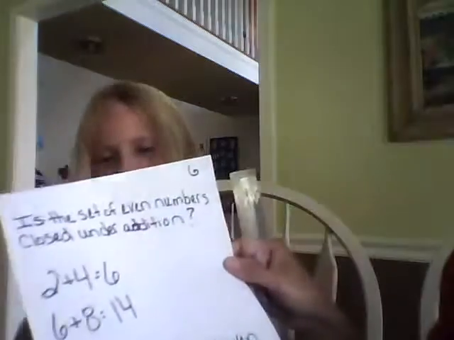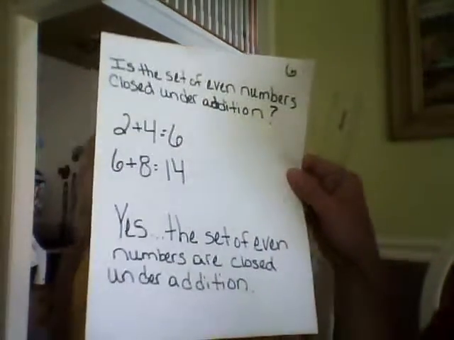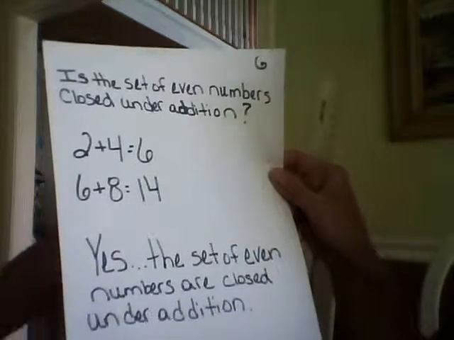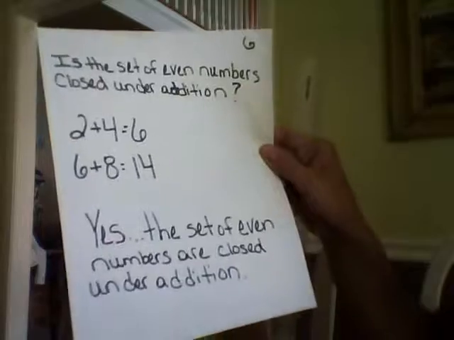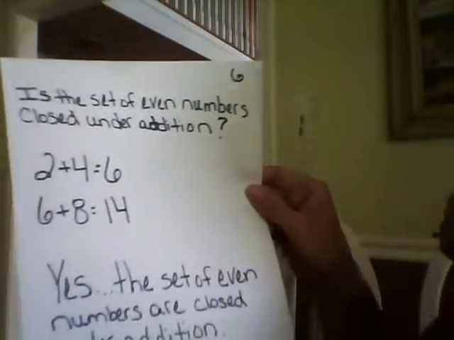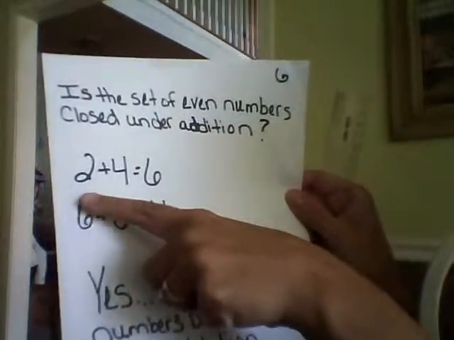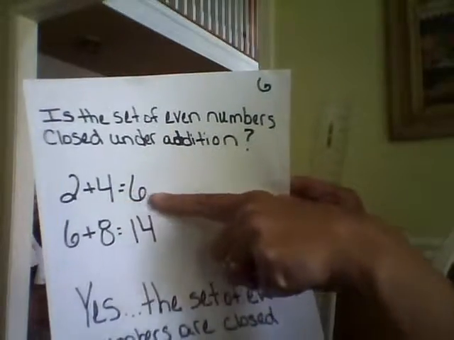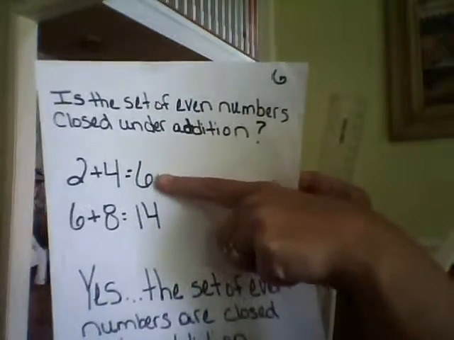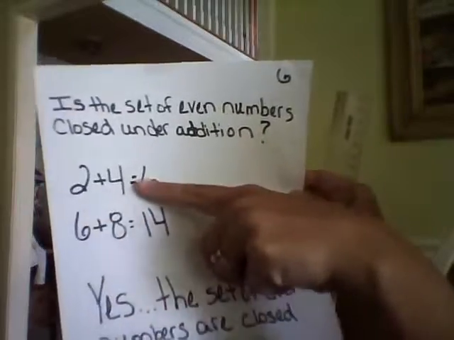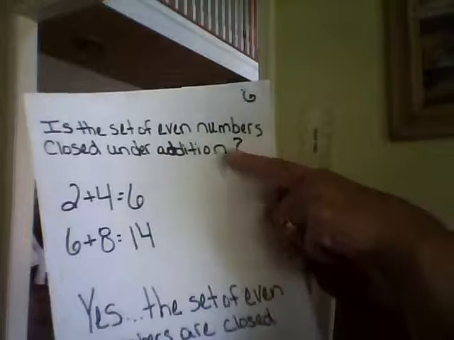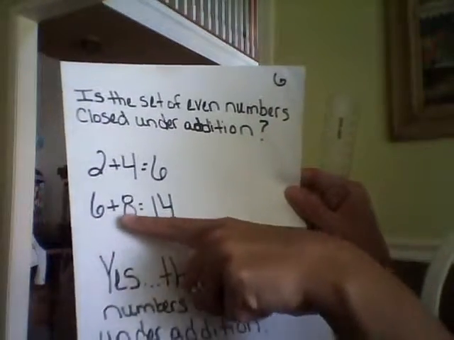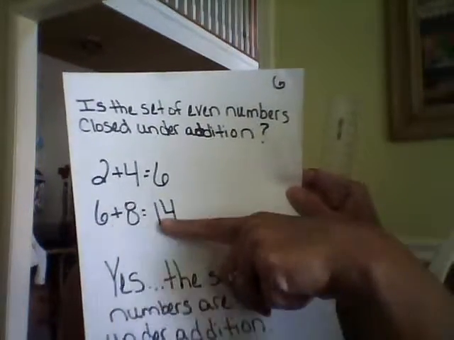For letter G, I had to Google what a closed set was, because I had no idea what that was. What I found was that under addition, when you're adding 2 plus 4, both of these are even, and it gives you an even answer. It means that this is a closed set, because every number in this group is even. So is the set of even numbers closed under addition? The answer is yes. I just gave you 2 examples. 6 plus 8 is 14, even plus even is 14. So this is a closed set.